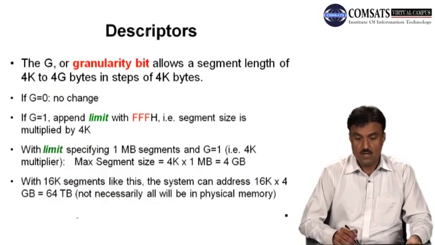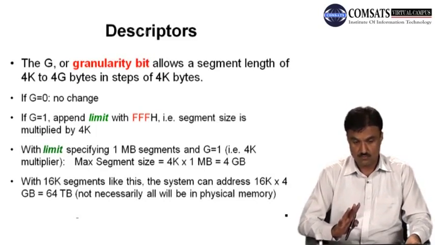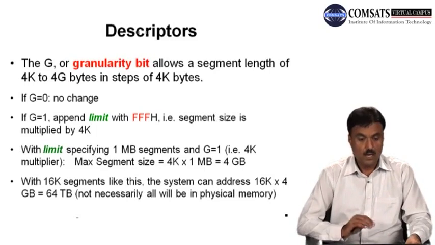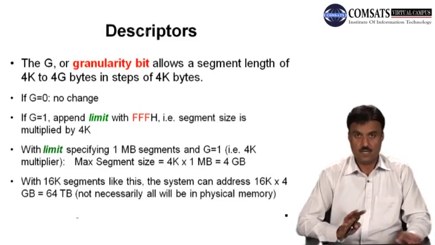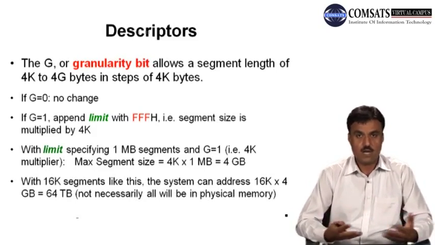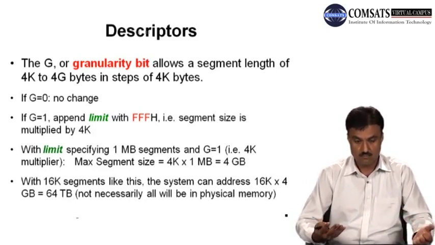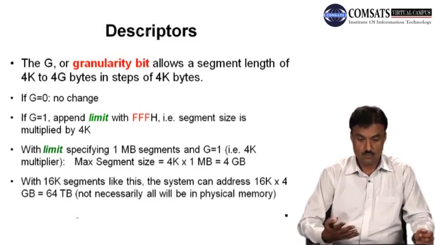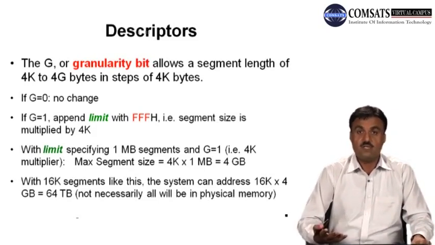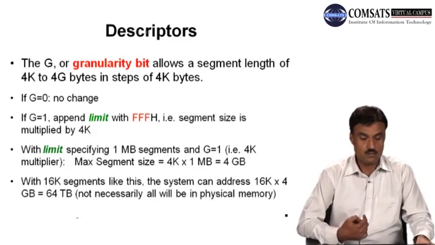So the G bit allows the length from 4K to 4G. If G is equal to 0, then it will calculate as it is, from up to 4 kilobytes and so on. If G is 0, the calculation method will remain the same. We will see how we can calculate.